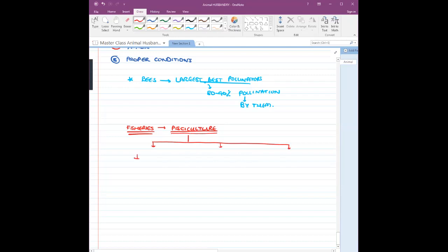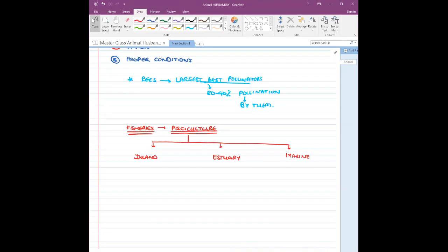First, we are going to have inland fisheries. Second is your estuarine fisheries, or estuaries, basically. And the third one is going to be directly your marine fisheries. So three different types of fisheries. Let's try to see one by one how it is going to be.